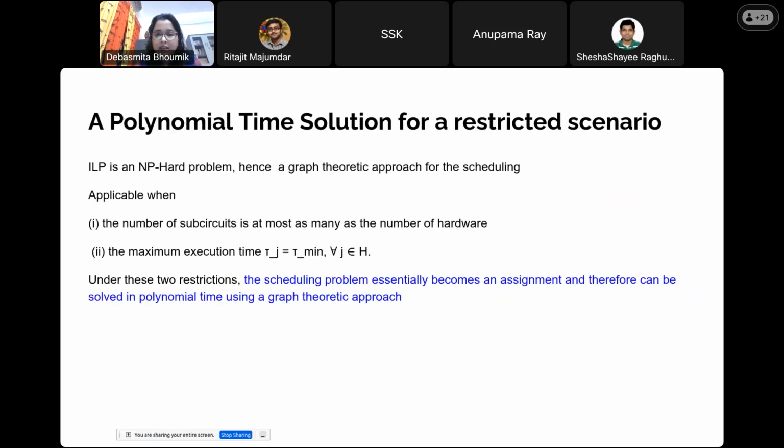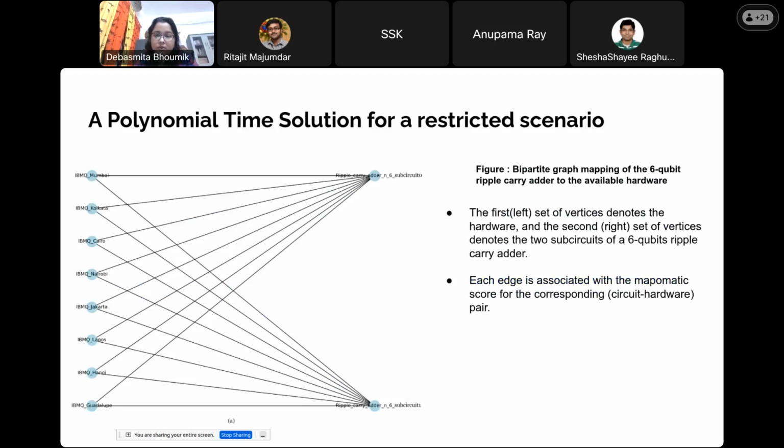Now, what we have done using ILP is an NP-hard problem. Hence we have given a graph theoretic approach for the scheduling. This graph theoretic approach is applicable only when the number of sub-circuits is at most the number of hardwares, and the maximum execution time, tau j, is equal to tau min for all the hardwares. Under these two restrictions, our scheduling problem essentially becomes an assignment problem. Therefore, it can be solved polynomially using a graph theoretic approach. So this is our approach.